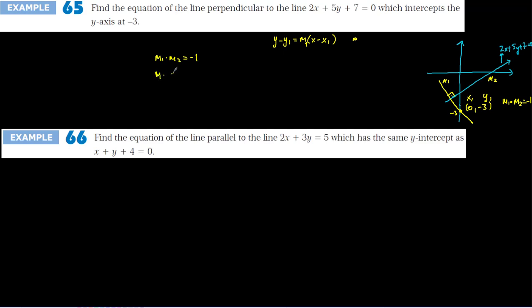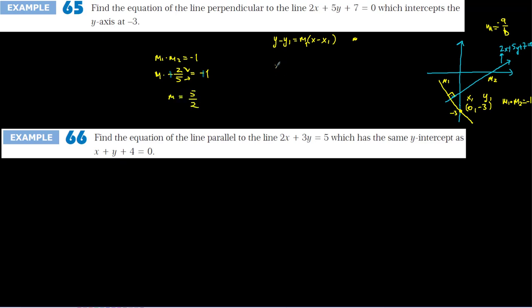M1 we don't know. M2 we can find: minus a over b, which is equal to minus 2 over 5. So m1 times minus 2 over 5 is equal to minus 1. Since we have minuses on both sides, I can make it plus. Then I'm going to send 5 down and 5 up, 2 down, which means m1 is equal to 5 over 2.